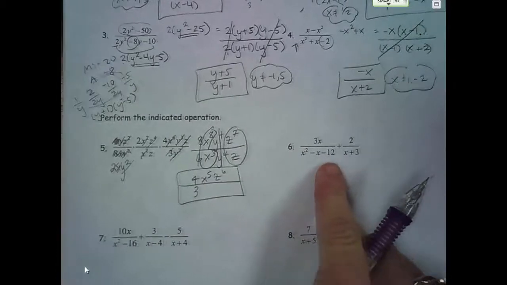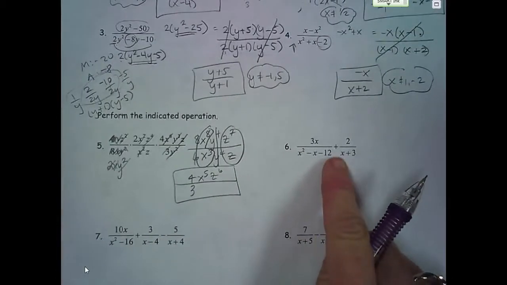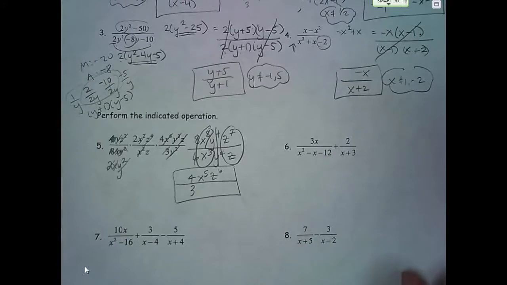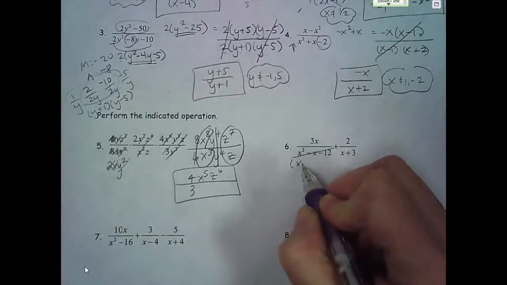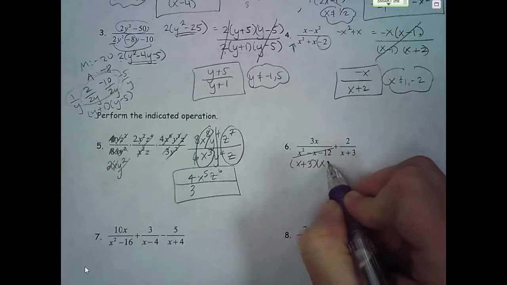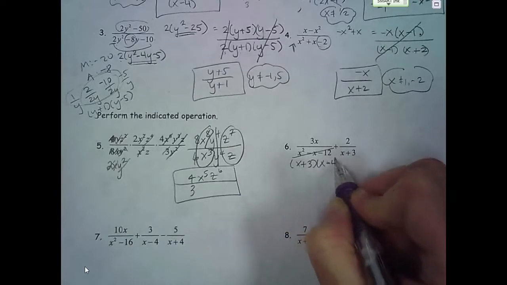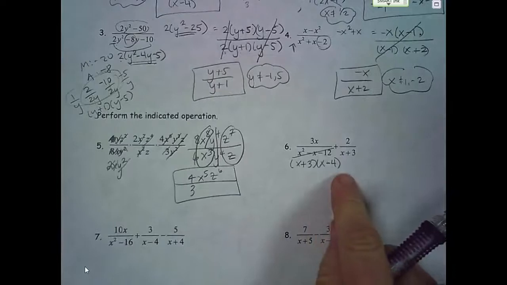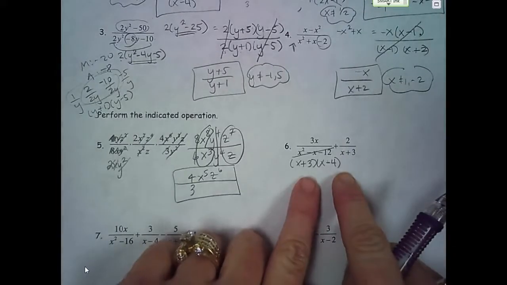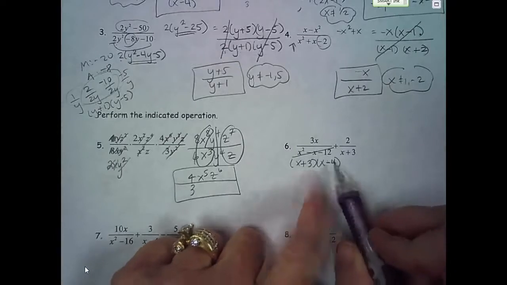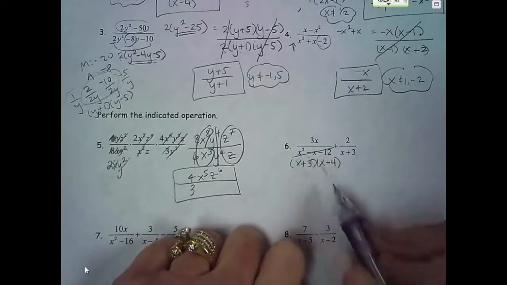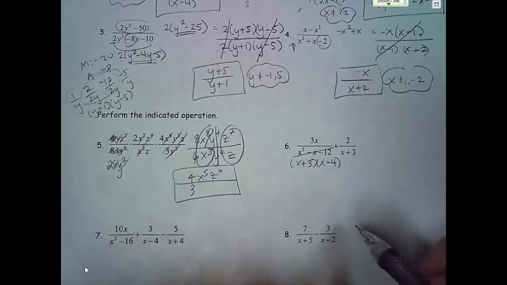Number 6, you have to have a common denominator to add. It's an addition problem. So one of the easiest ways is to always factor the denominators, so this becomes x plus 3 times x minus 4. If something doesn't ever work out quite right or it looks funny, go back and check your factors. That's the biggest mistake kids make. Let's check. Yes, negative 12 and x squared. You always want to check to make sure you factored it right.